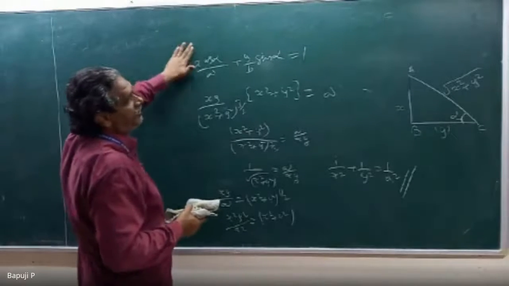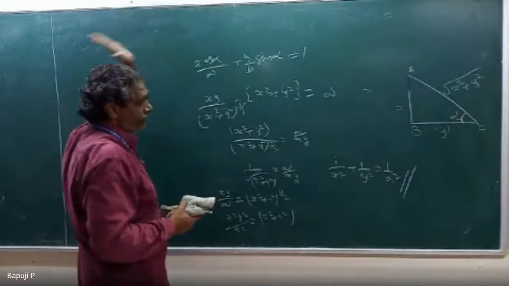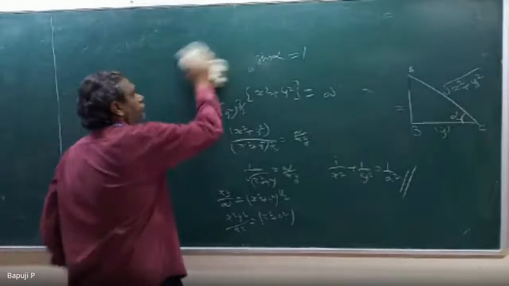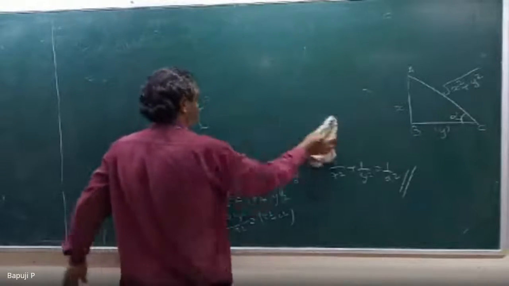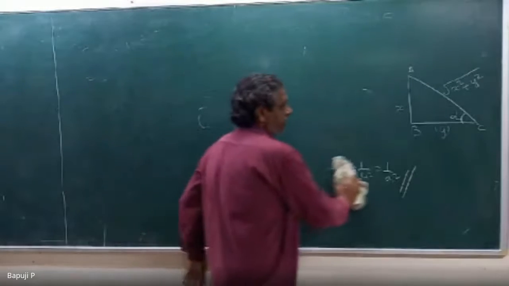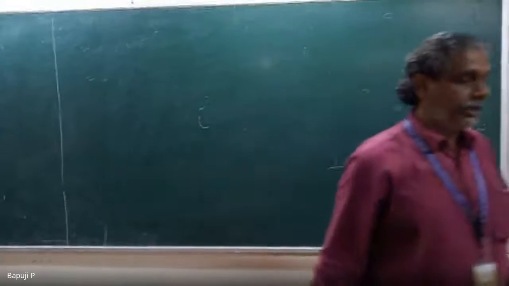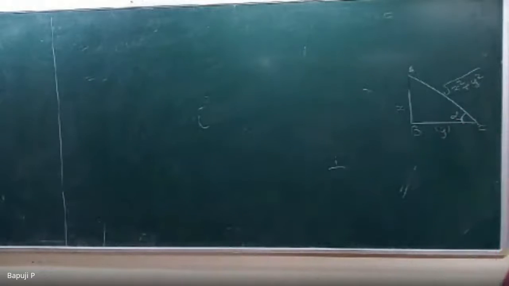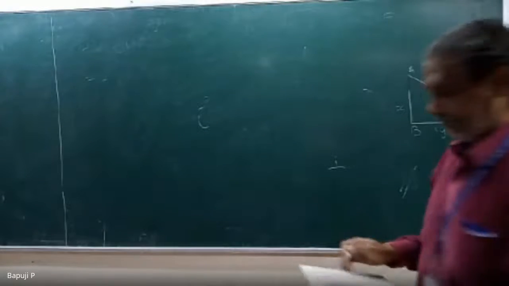x square by a square plus y square by b square is equal to 1. No doubt. Now take, suppose the parameter is in quadratic form, note down. Parameter in quadratic form, then without eliminating, directly I can write the answer.